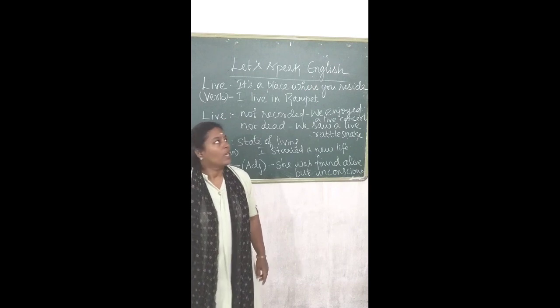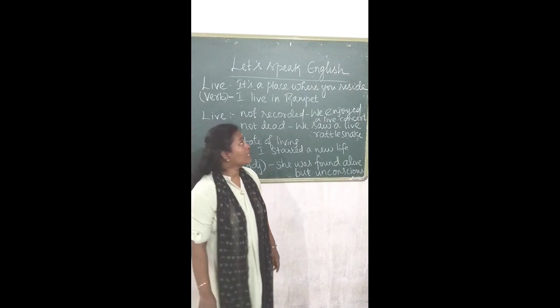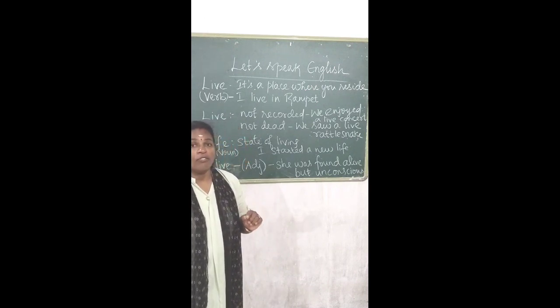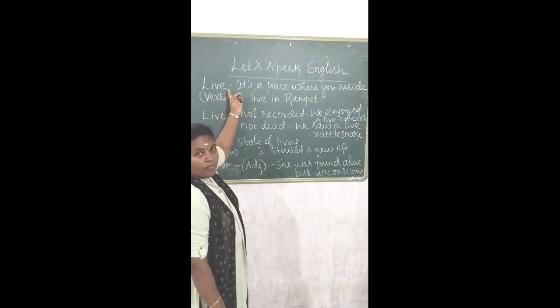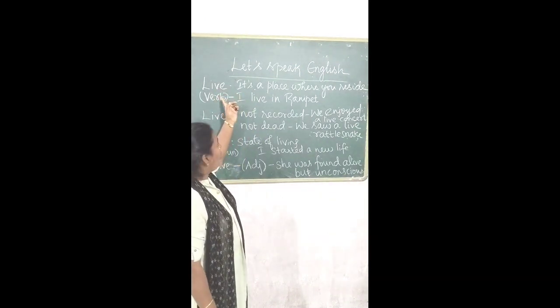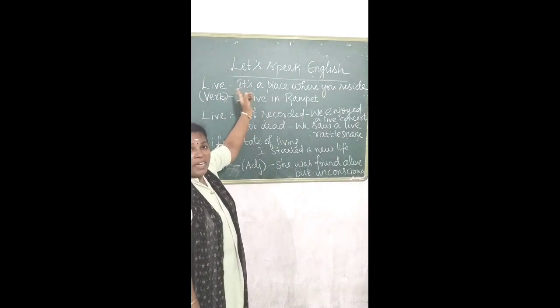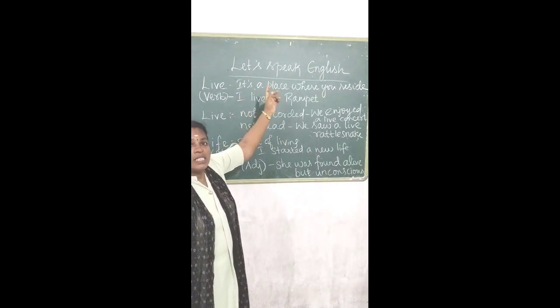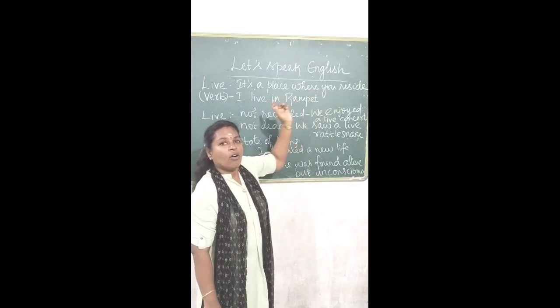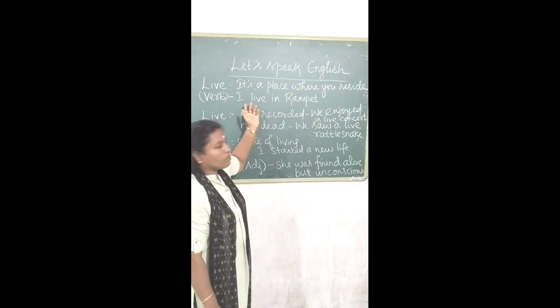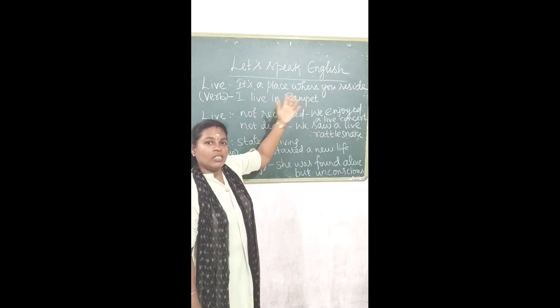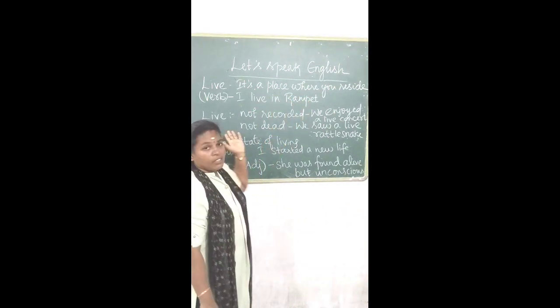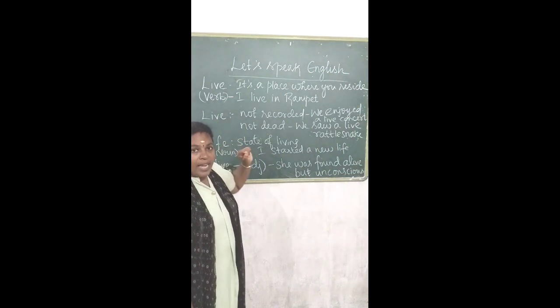Let's speak English. Today we are going to discuss different forms of live. First we'll check it out. Live, that is a form of a verb. So what is the meaning for it? It is a place where you reside or live. Let's frame some sentences. I live in Ranipet. I live in Chennai.